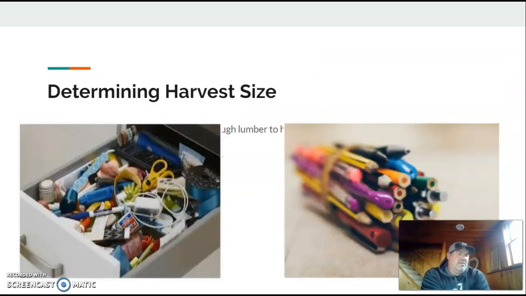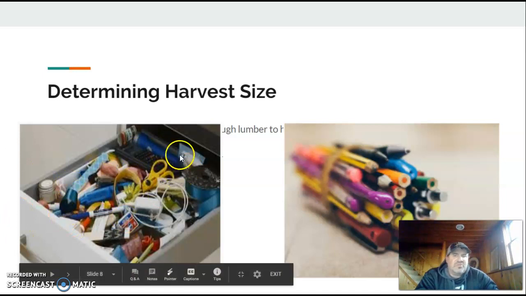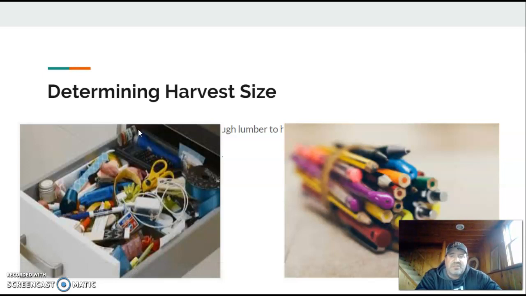So the question is, how do you determine whether or not a forest is ready to be harvested or not? And I'll use the example of a junk drawer in your kitchen. I'm hoping that your family is like my family and you have a junk drawer in your kitchen.